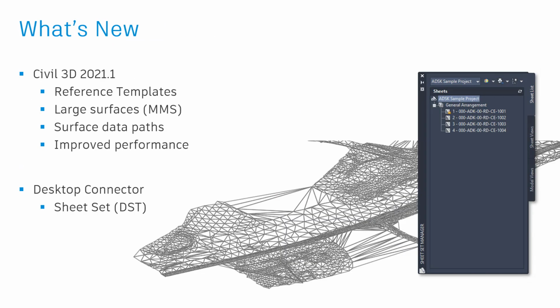So what's new inside of BIM 360? Well, looking back to Civil 3D 2021.1, which was released only a few weeks back, we've now included support for reference templates, large surfaces, so the MMS files, they're now automatically tracked and repathed upon uploading to the BIM 360 environment. We also have included support for surface data paths, so that could be things like your XMLs or your point files. They're now automatically updated when they get pushed up to BIM 360, as well as some general performance improvements.